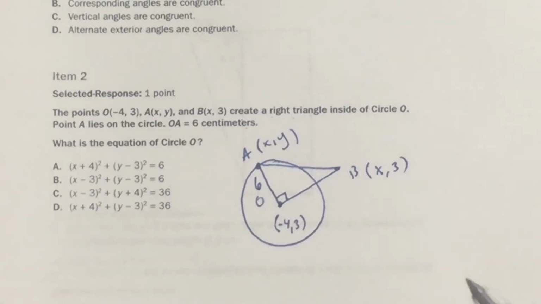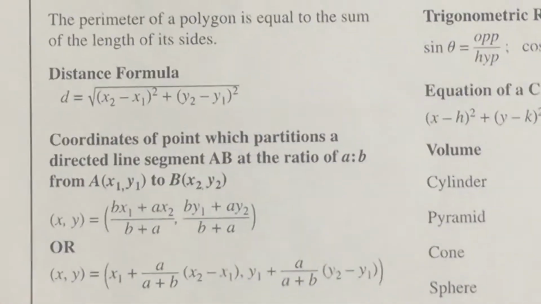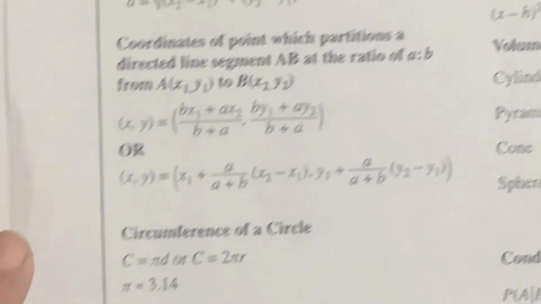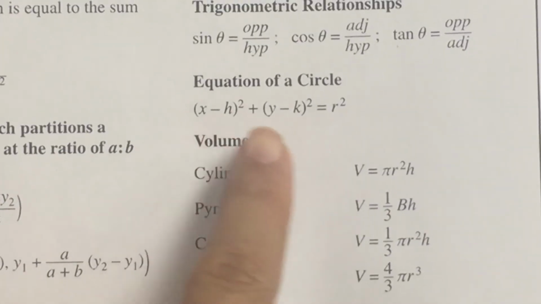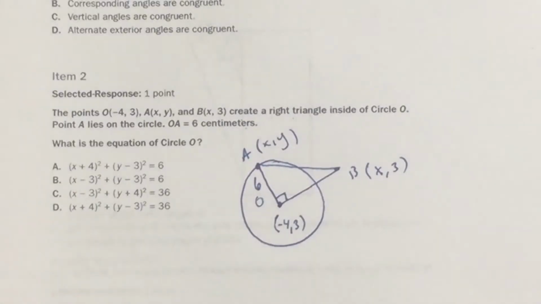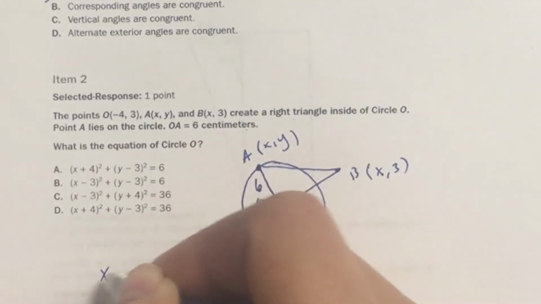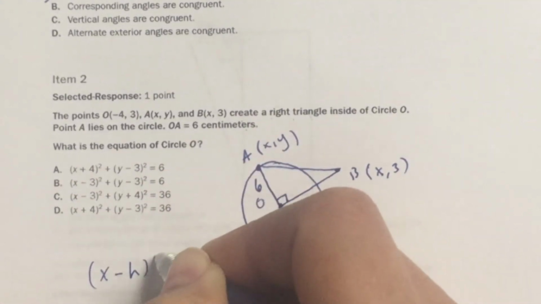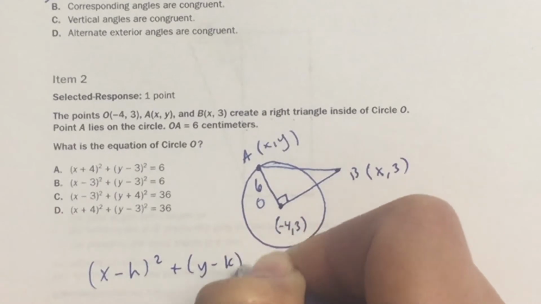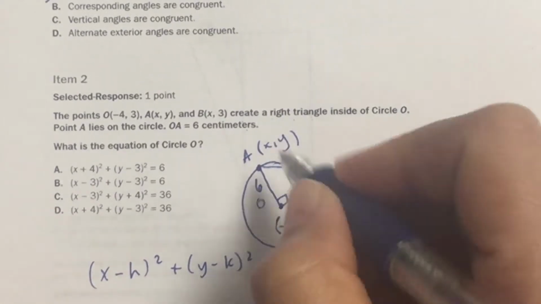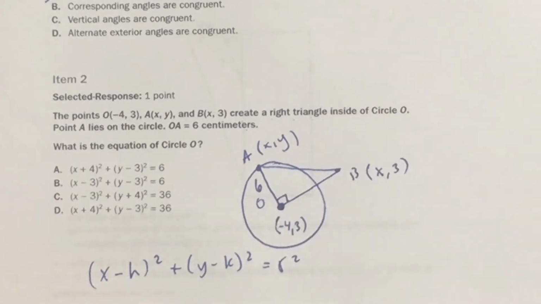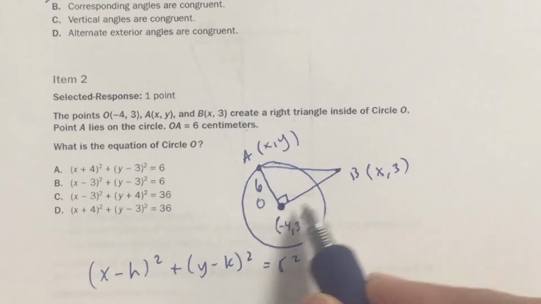So the equation of a circle, remember, you can find that in your formula sheet. Oh, right here. Equation of a circle. So you write that down, because that's the information I need. (x minus h) squared plus (y minus k) squared is equal to the radius squared. So what I need is the center, and I need the radius. So that's kind of easy.